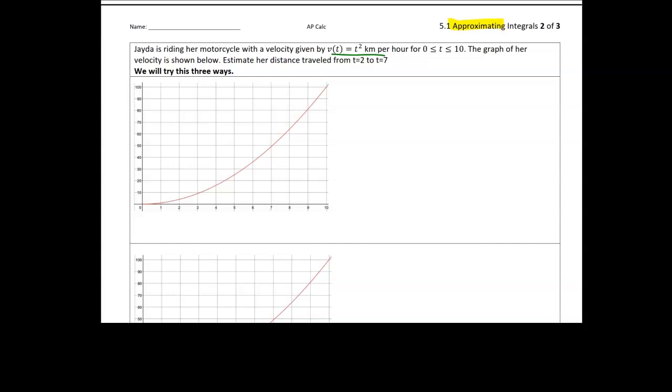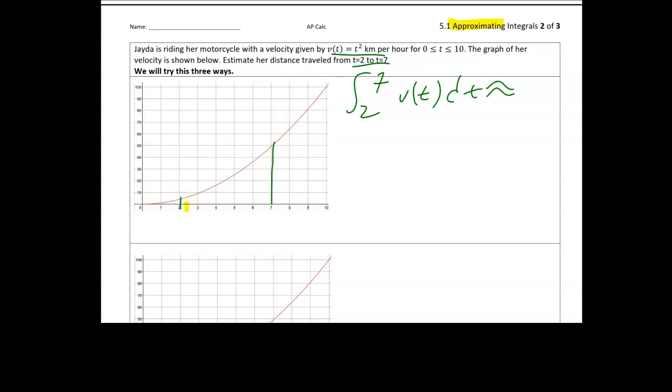So let's take a look at our problem. We now have a motorcycle problem instead of a bicycle problem, and we are interested in times 2 to 7. So we want the integral from 2 to 7 of v of t dt. And we're going to approximate. So right away I'm going to make this little squiggly equal sign, which means I'm estimating. And if we're going from 2 to 7, we want 2 to 7.